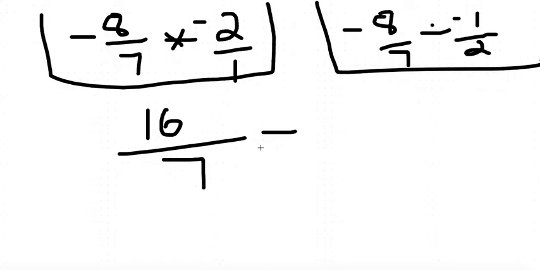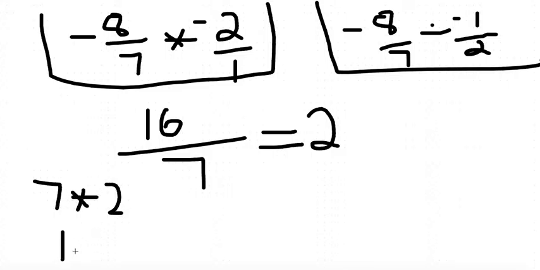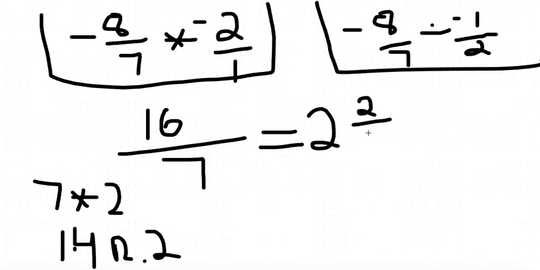Now that's equal to 2, because if you do 7 times 3, that gets you 21. Now 7 times 2 is equal to 14 with the remainder of 2. Now, that would be 2 and 2/7. This is positive because we have two negative signs.